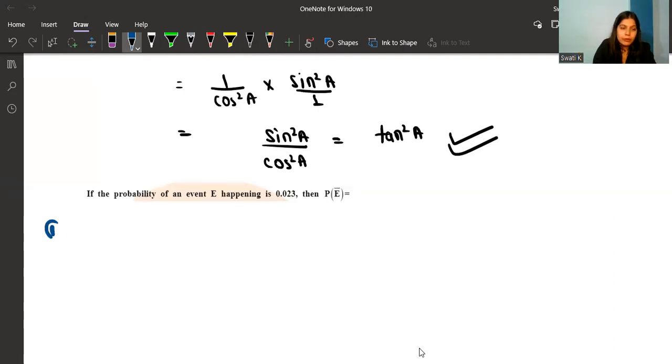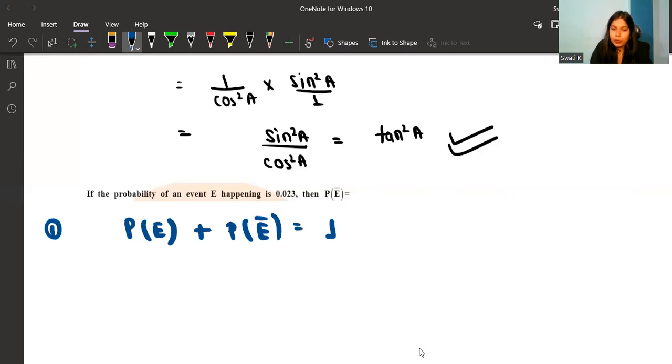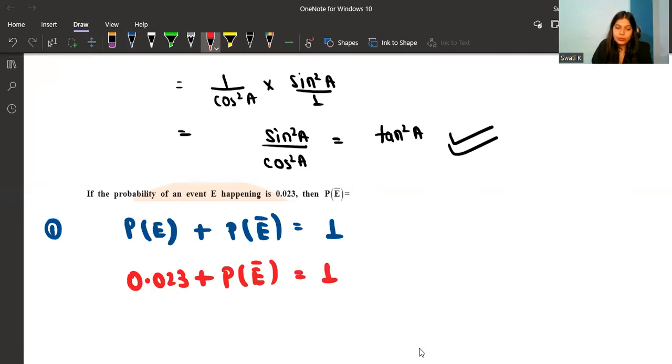So using that formula, you can simplify this. You can write down P(E), which is the probability of an event happening, plus the probability of an event not happening, that is P(E bar), will always be equal to 1. Now here, what do we have to find out? We have to find out the probability of the event not happening. So here the probability of the event happening is given as 0.023. So this will become plus not happening is equal to 1. So what is the answer of the probability not happening? It's simple, 1 minus 0.023.